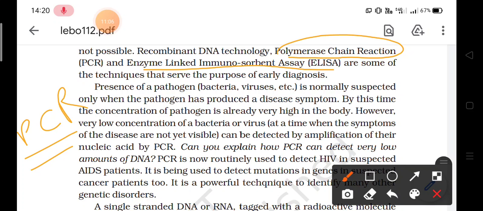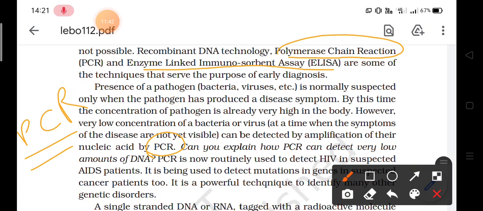So what will be done in polymerase chain reaction? Suppose the presence of a pathogen is suspected. When there are symptoms, how can we come to know that the microorganisms have entered the body? When there is lab testing of the blood or the urine. But by this time, the concentration of the pathogen has increased a lot. So how can we identify it at an earlier stage? At very low concentrations of bacteria or virus, it can be detected by using this PCR, polymerase chain reaction.